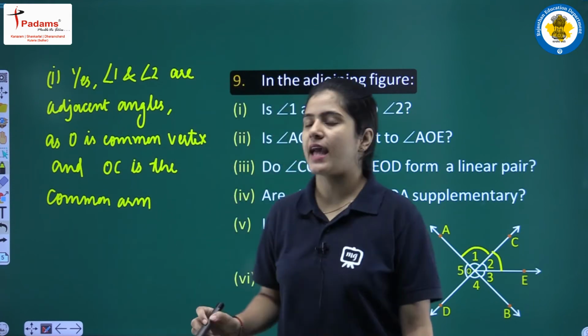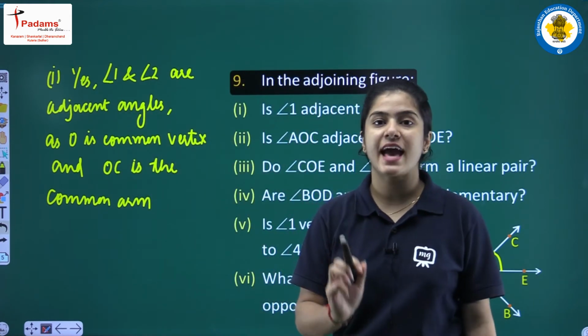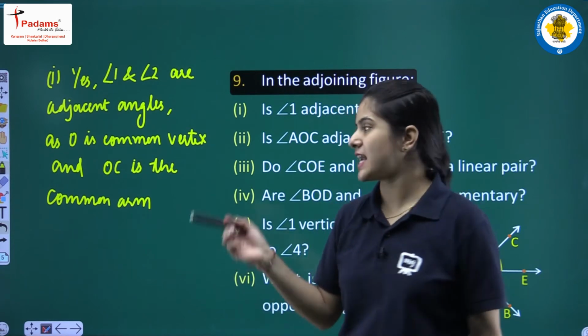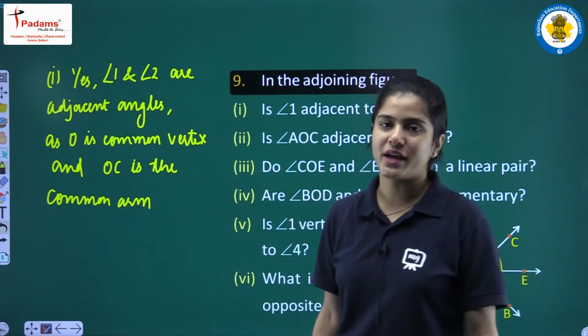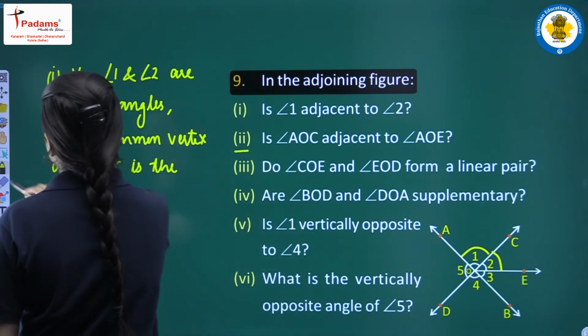Okay students, you can have a look. Yes, angle 1 and angle 2 are adjacent angles as O is the common vertex and OC is the common arm.